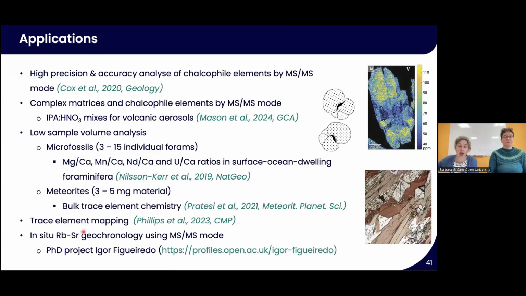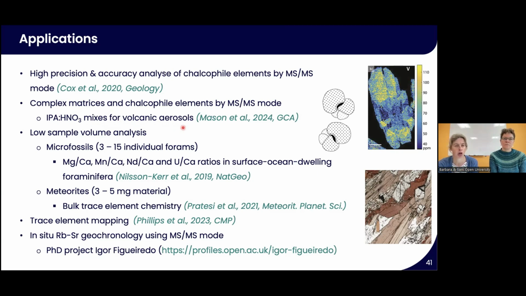So yeah, just the last couple of slides, I'll briefly mention some of the applications that we've been doing in our lab. So we've been looking at high precision accuracy analyses of chalcophile elements by using the triple quadrupole. So that's looking at elements like silver, which have been particularly difficult for us to be able to measure. Looking at complex matrices and chalcophile elements using the triple quad. So this is looking at those IPA water mixes that I was talking about, that have been used to extract volcanic aerosols from filter papers.